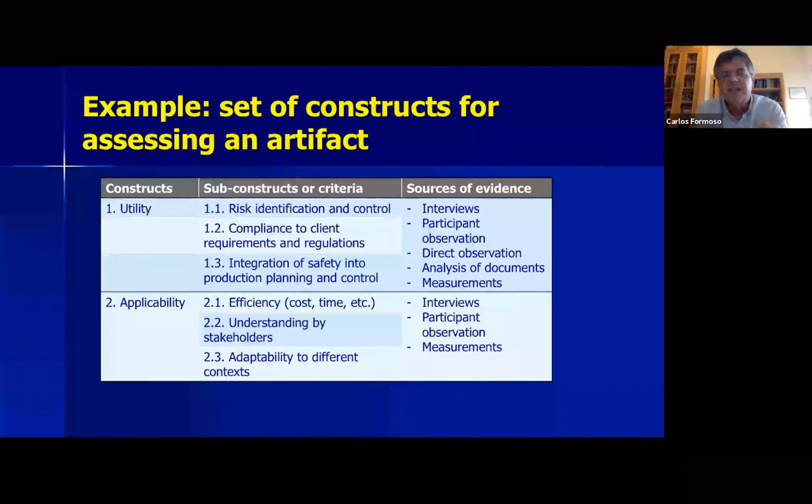We had also criteria for applicability. So utility is one way of evaluating an artifact, but we need also a criteria of applicability. So the model must not be too expensive. It must not be too complicated. You need to be efficient. The model needs to be understandable by users, and the model must be adaptable to different contexts. We don't intend the model to be universal, but it needs to be applied to different construction projects.